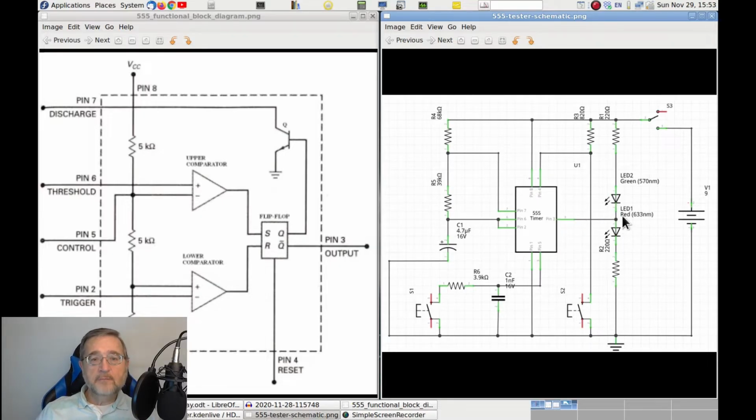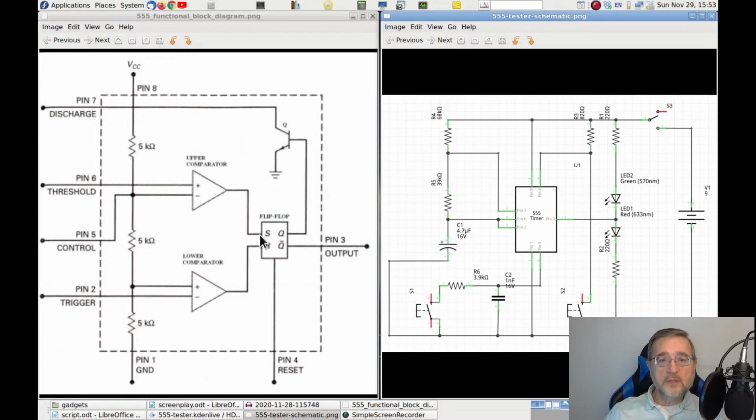Now, if both LEDs go on alternatively, but with the red one staying on for a longer time than the green one, we will know that the flip-flop is working correctly, but so will be the discharge transistor, because otherwise there will be no oscillations. We will also know that somehow the comparators are working, because again there will be no oscillation otherwise, and we can say the same about the three 5K resistors on the left.